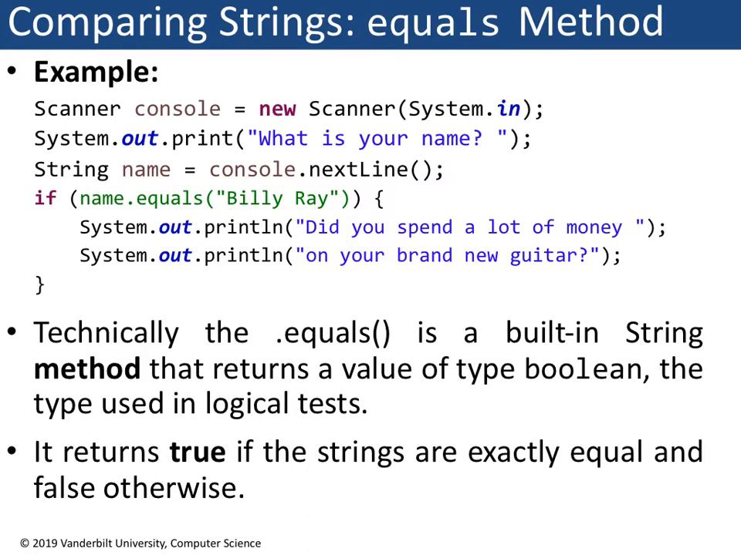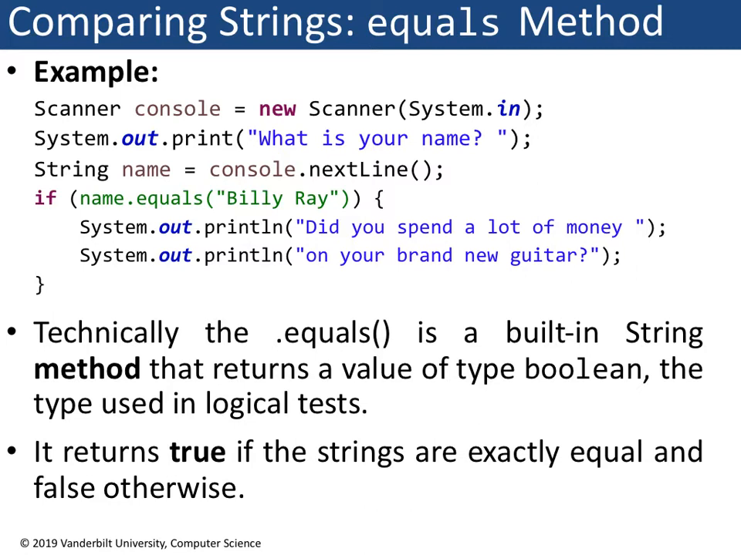Understand here what's happening: equals is a method which is a part of the String class, and our variable name is actually an instance of the String class. So in this line, we're accessing the string object called name, and we're using the dot operator to access the equals method, which compares the contents of the string object called name with the parameter that we pass, and we're passing the string Billy Ray. This is a string literal. We're passing it as the parameter to that comparison method.